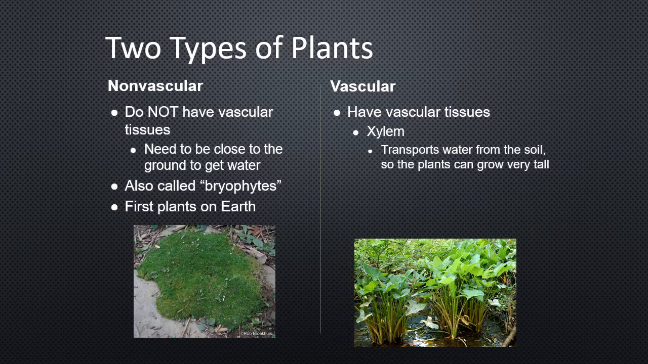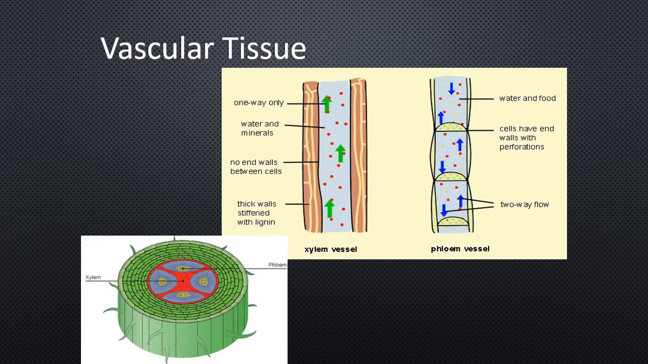Xylem transports water from the soil so that the plants can grow tall, and it just transports in one direction. And then phloem transports nutrients throughout the plant. It can transport in both directions. Here's our vascular tissue, and we can see a little bit more visually that xylem is going one way, transporting water and minerals up through the plant. And then phloem has a two-way flow so that we can get water and food around the plant. We can look at the picture down at the bottom there and see those different structures.